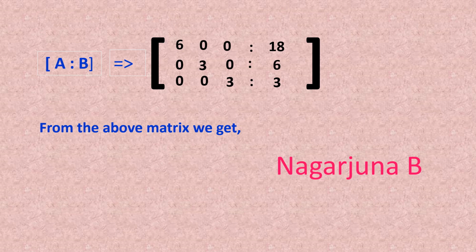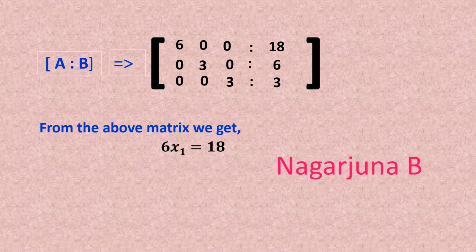That means 6 into x1 plus 0 into x2 plus 0 into x3 equal to 18. So x2 multiplied by 0 will be 0, that we neglect. x3 multiplied by 0 is 0, that we neglect. So therefore we write only 6x1 equal to 18.